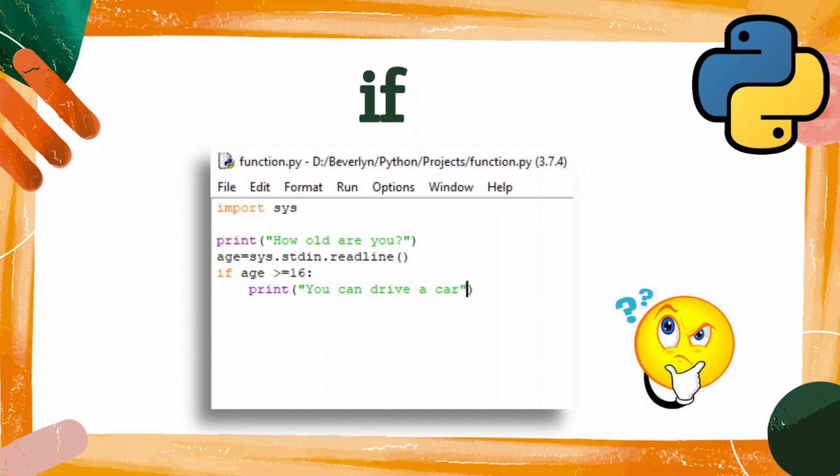Then I use if statement to determine if the user can drive a car. I set age 16 as the criteria. If the age is greater than or equal to 16, it will print out, "You can drive a car." Let's take a look at how the codes follow through in the next page.